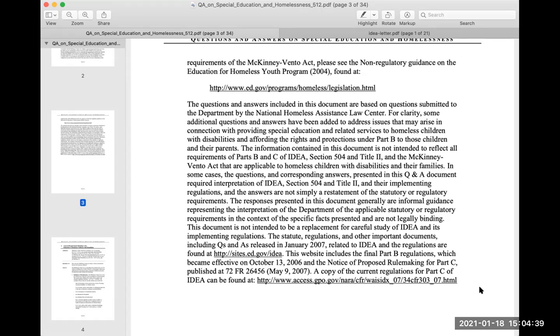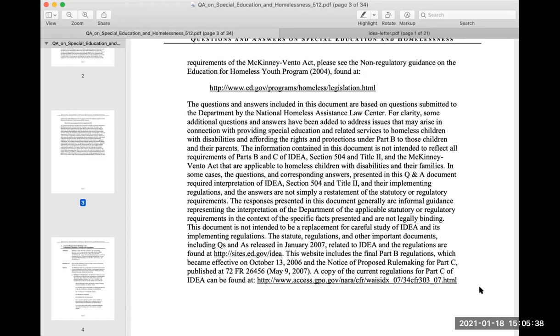The information contained in this document is not intended to reflect all requirements of Parts B and C of IDEA, Section 504 and Title II, and the McKinney-Vento Act that are applicable to homeless children with disabilities and their families. In some cases, the questions and corresponding answers presented in this Q&A document required interpretation of IDEA, Section 504 and Title II, and their implementing regulations, and the answers are not simply a restatement of the statutory or regulatory requirements. The responses presented in this document generally are informal guidance representing the interpretation of the department of the applicable statutory or regulatory requirements in the context of the specific facts presented and are not legally binding. This document is not intended to be a replacement for careful study of IDEA and its implementing regulations.